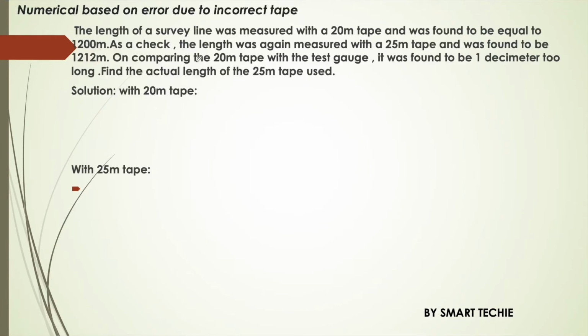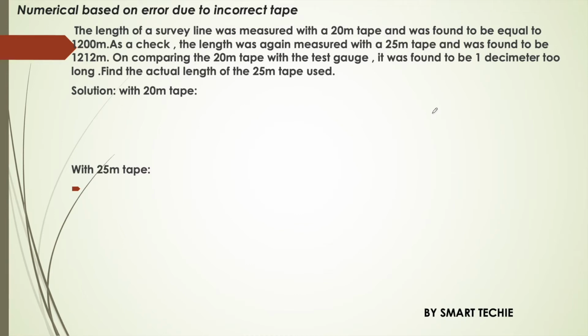So next numerical: the length of a survey line was measured with a 20-meter tape and was found to be equal to 1200 meters. As a check, the length was again measured with a 25-meter tape and was found to be 1212 meters. On comparing the 20-meter tape with the test gauge, it was found to be 1 decimeter too long. So find the actual length of the 25-meter tape used.